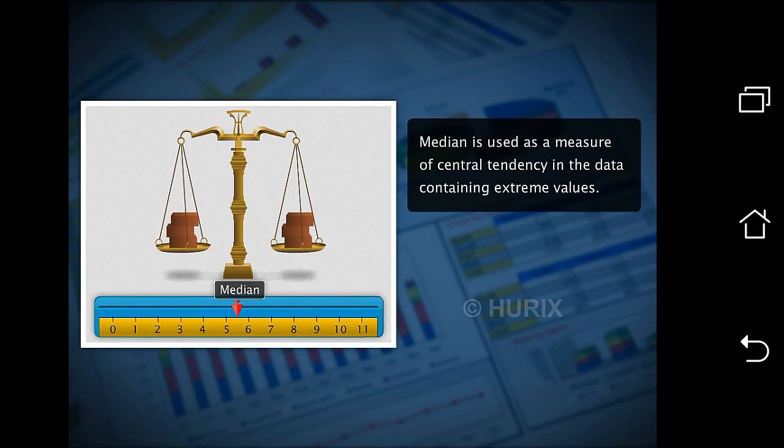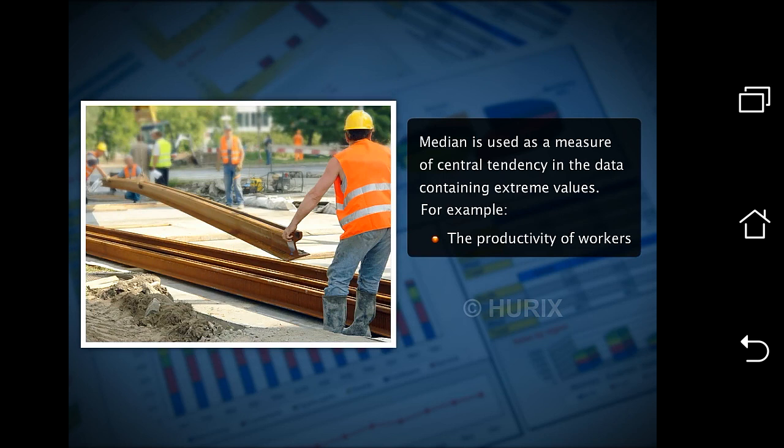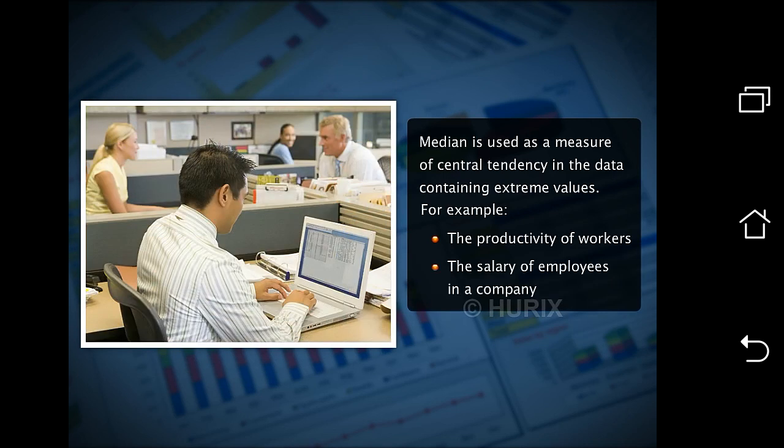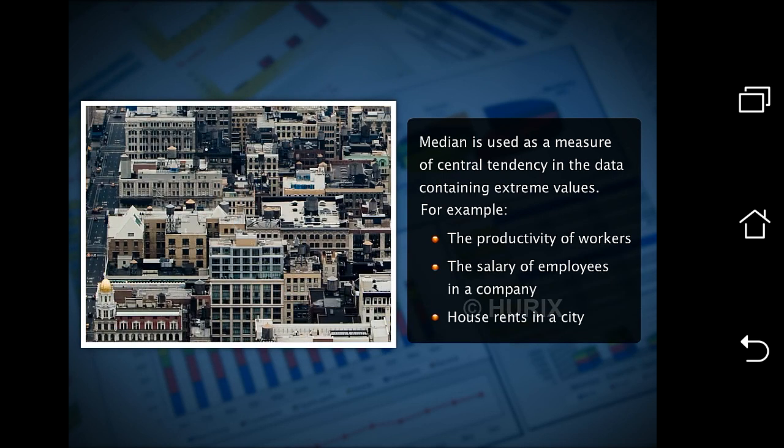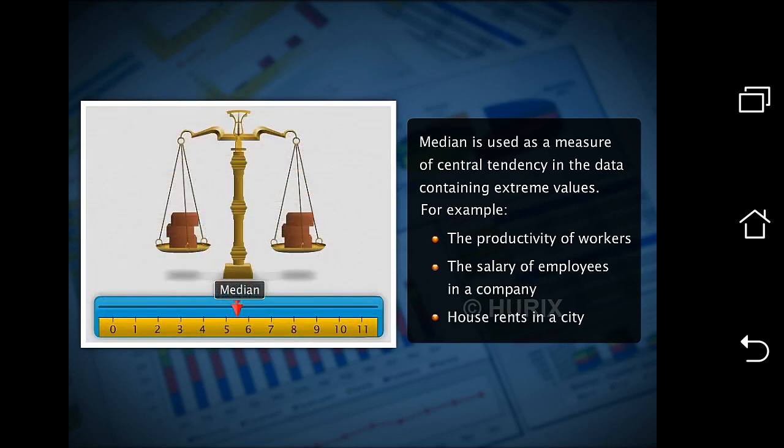Median is mostly used in situations where the data has some extreme values that distort the mean from what might be considered the typical value. For example, while calculating average productivity of workers, average salary of employees, and average house rents in a city, etc., extreme values might be involved. So for such data, where typical value is more important than the individual observations, we take the median as a better measure of central tendency.